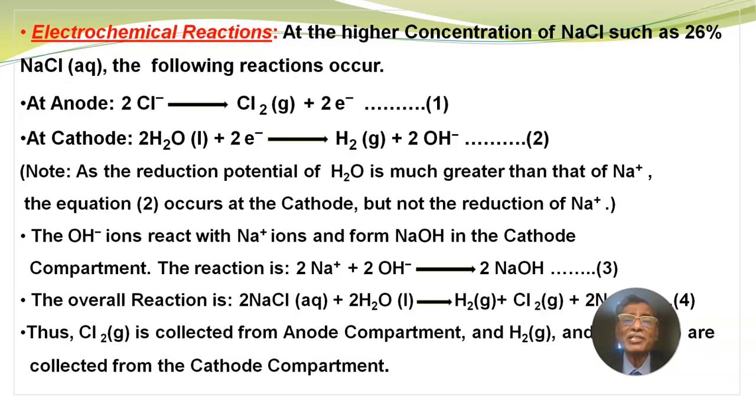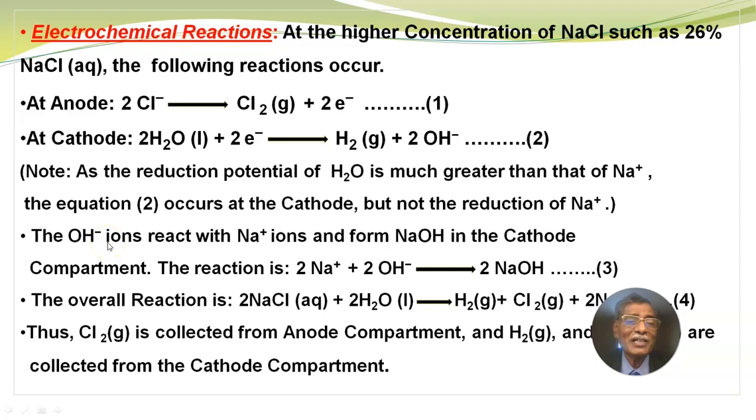Now, electrochemical reactions at higher concentration of NaCl, such as 26% NaCl aqueous, the following reactions occur. At anode, 2Cl⁻ gives rise to Cl2 gas plus 2 electrons. At cathode, 2H2O plus 2 electrons gives rise to H2 gas plus 2OH⁻. Note, as the electrode potential of H2O is much greater than that of Na⁺, the equation 2 occurs at cathode, but not the reduction of Na⁺.